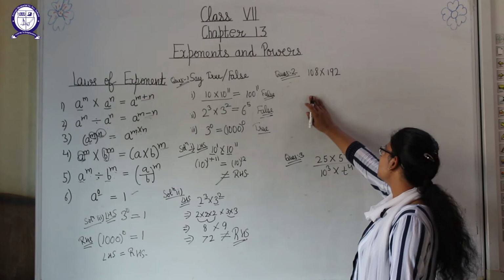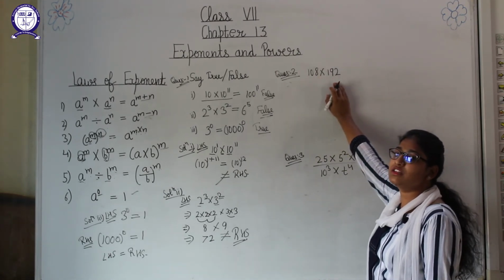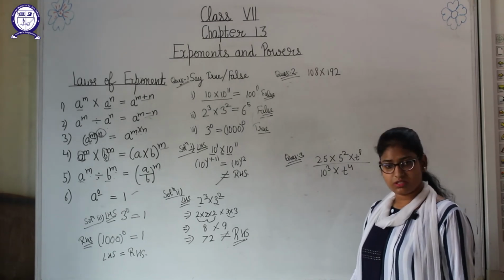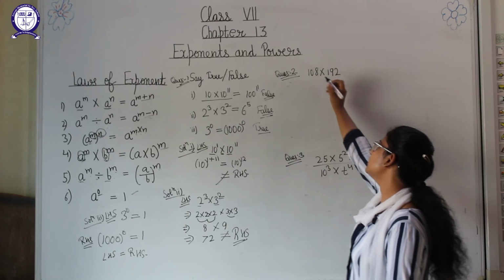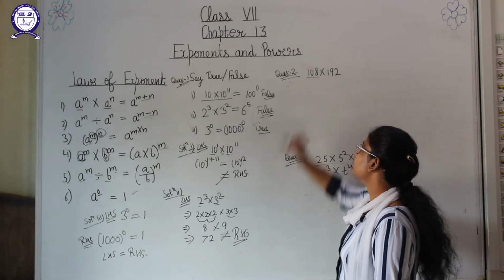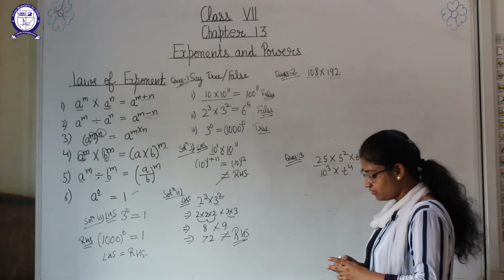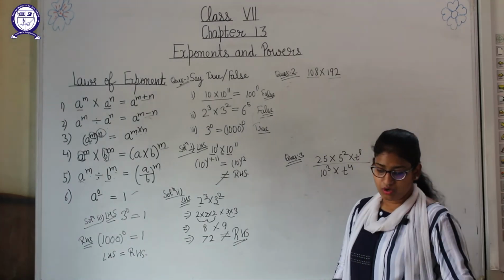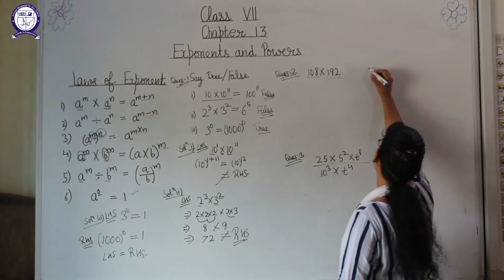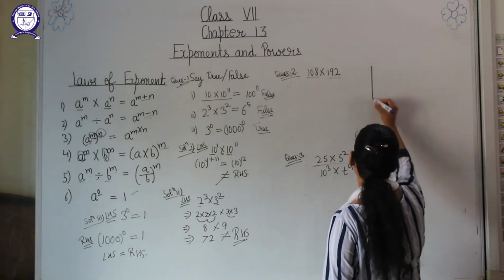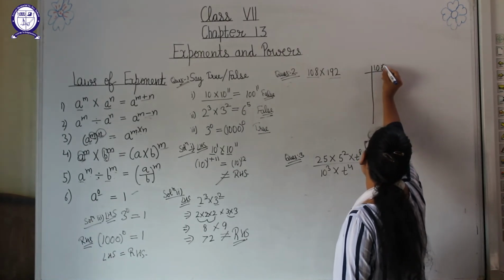Now our second question is 108 into 192, and we have to write it in the form of the product of prime factors. So what will we do? First of all, we will make the prime factors of 108, then we will make the prime factors of 192. Okay, so here 108 is our number. We will find the prime factors of it.